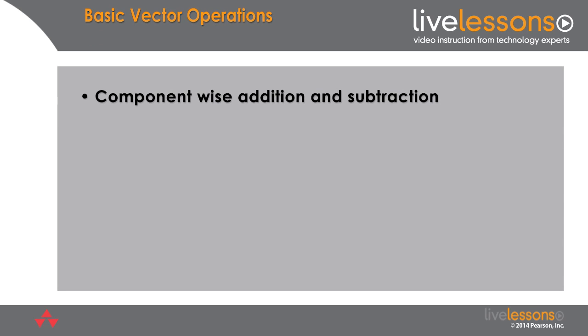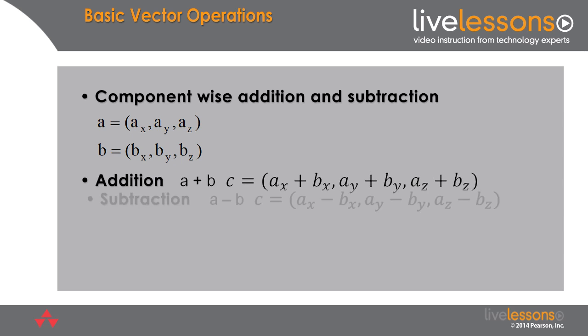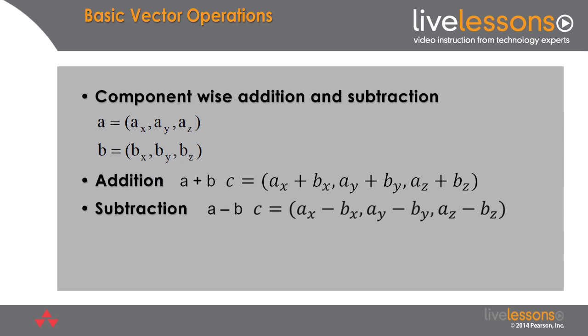Two vectors are added and subtracted component-wise. That is, the operands are drawn from matching components of the two vectors. For example, if you define two vectors a equals (a sub x, a sub y, a sub z) and b equals (b sub x, b sub y, b sub z), and perform addition or subtraction between them to produce vector c, then the operations are performed as you see them on the screen. The vector c is equal to (a sub x plus b sub x, a sub y plus b sub y, a sub z plus b sub z), the same for subtraction.